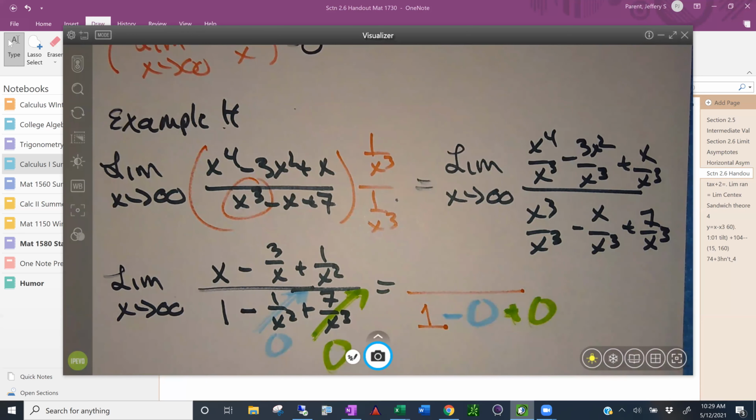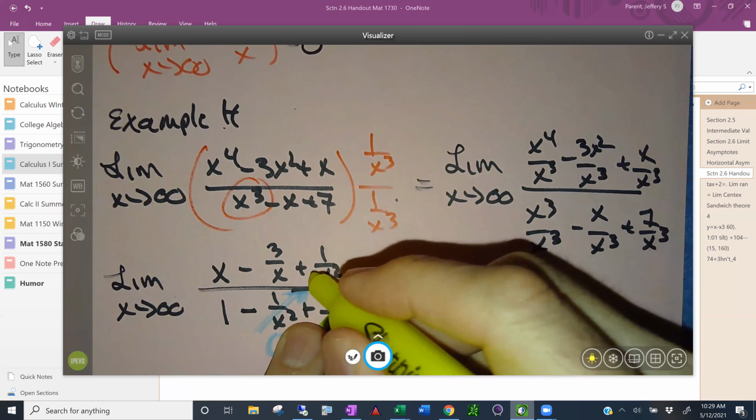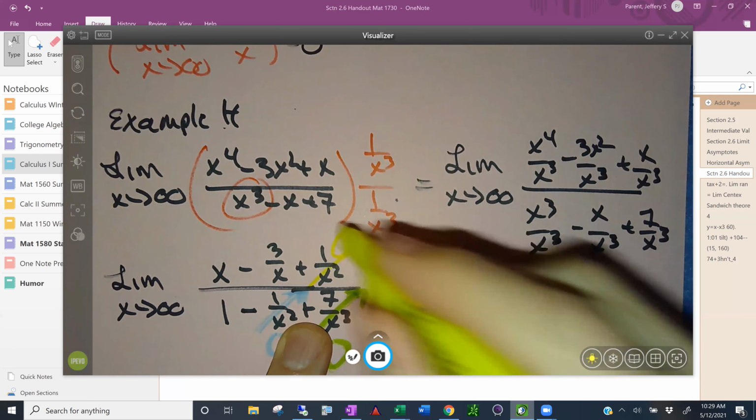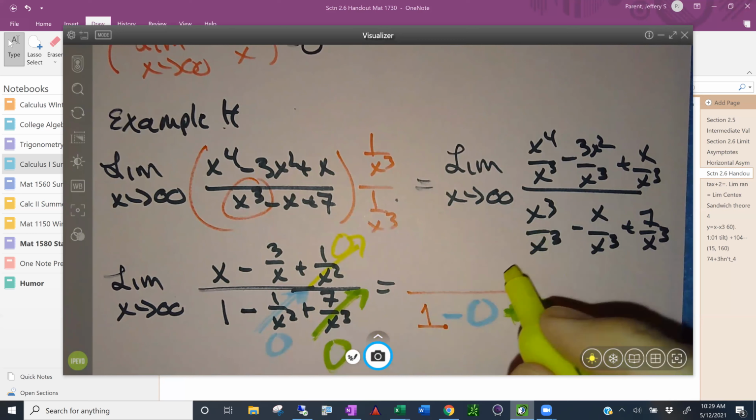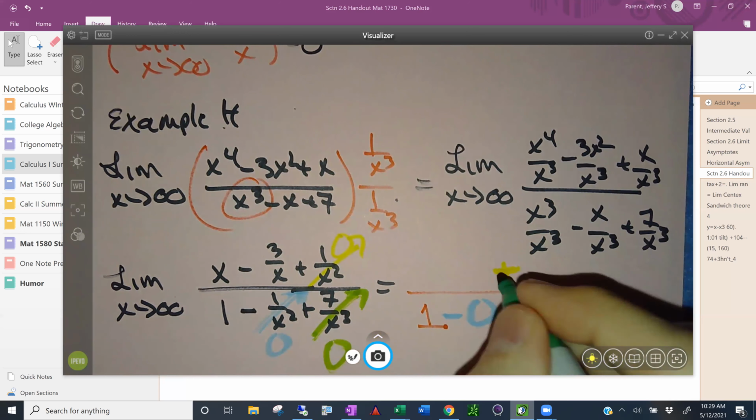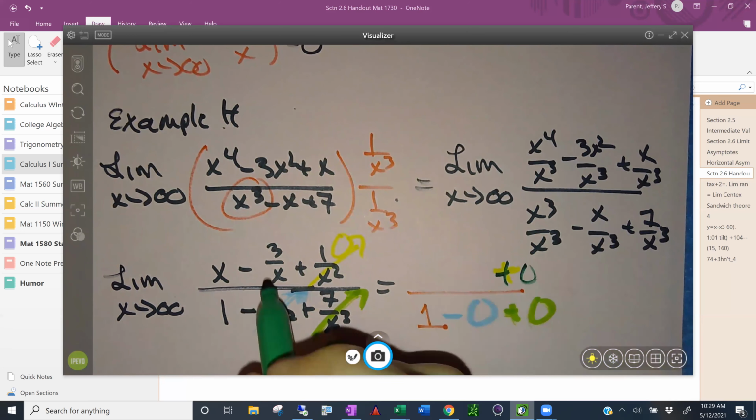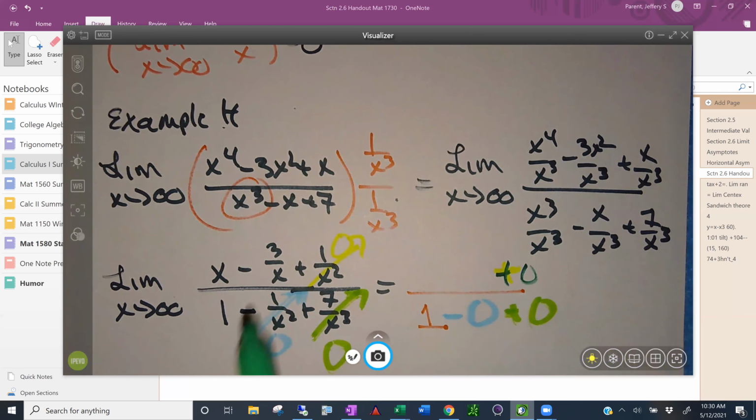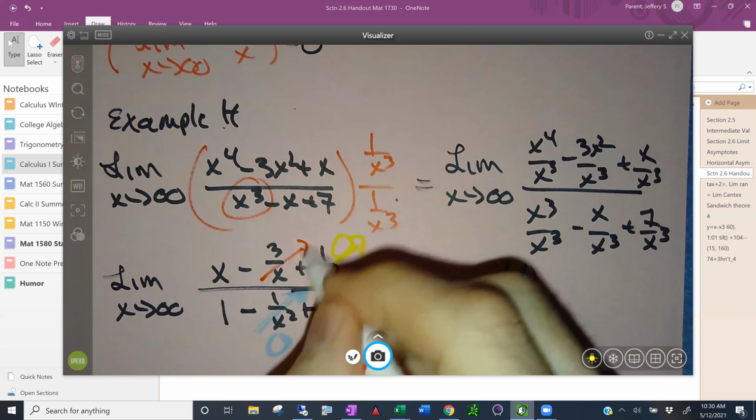Then what else? Let's work up here. That one goes to 0. So it'd be a plus 0. How about this one? What's going to happen to this term as x approaches infinity? 0.